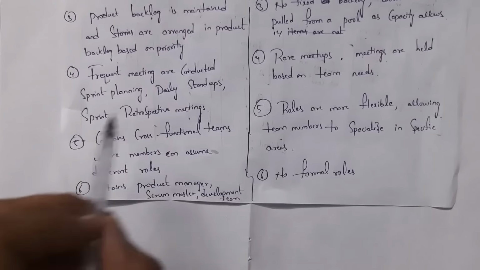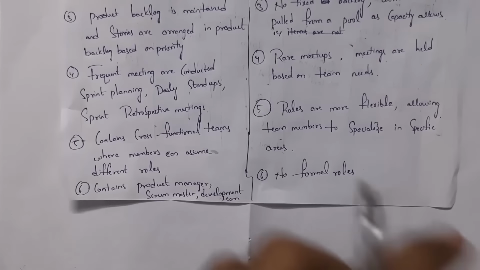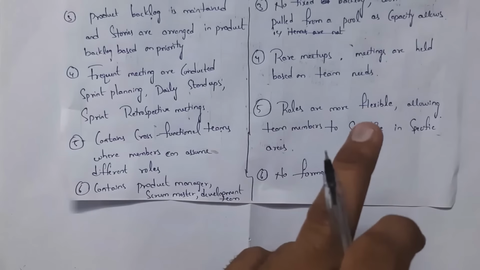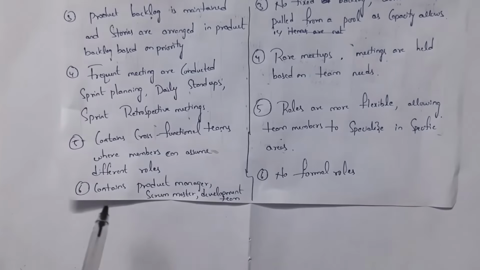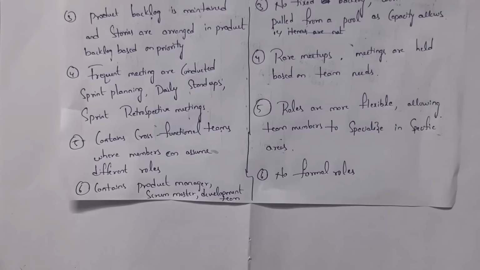Scrum contains a cross-functional team. A cross-functional team is nothing but different teams involved to develop a project, like the testing team, development team, product manager, Scrum Master and so on. Whereas in Kanban, roles are not fixed. Team members must change roles based on the project. So Scrum contains a product manager, Scrum Master and development and testing team, whereas in Kanban there are no proper roles because roles keep changing based on the project. These are the differences between Scrum and Kanban.